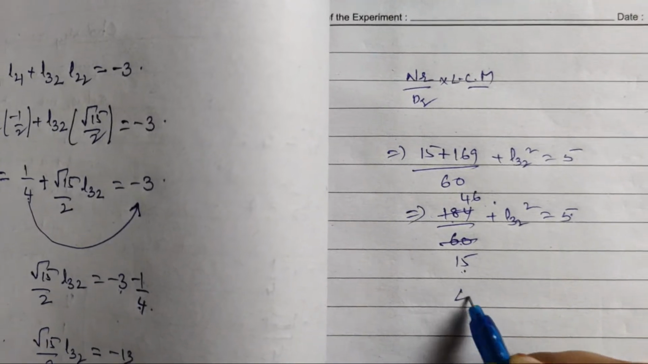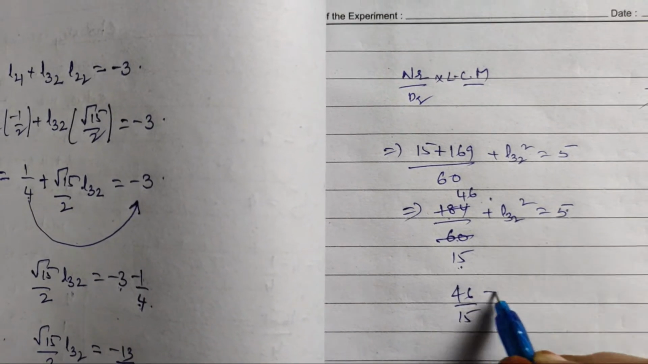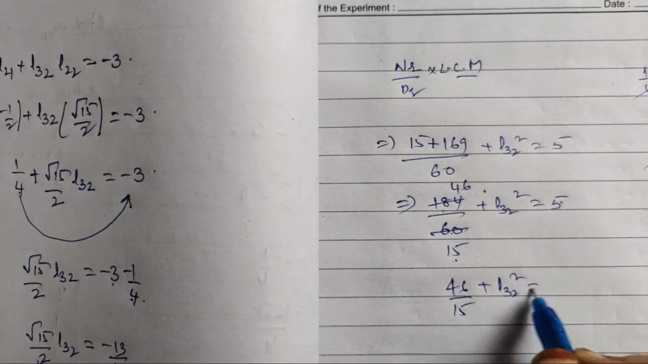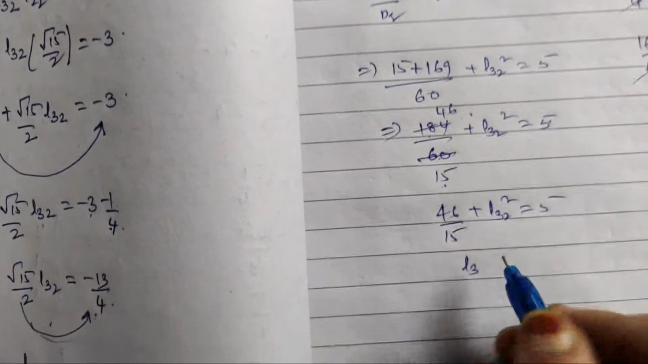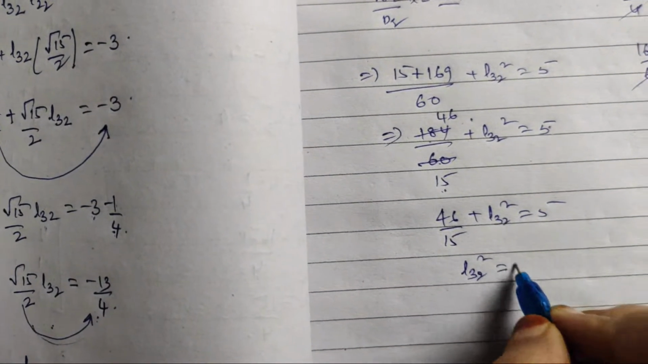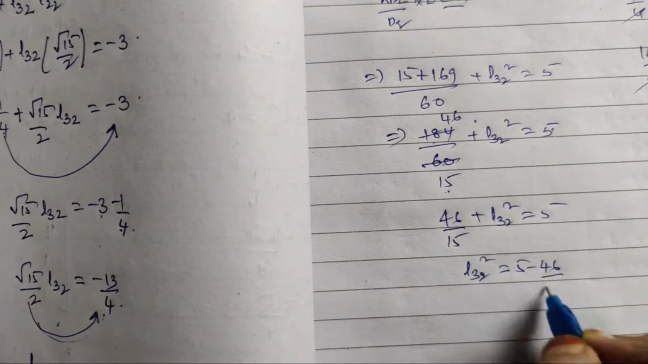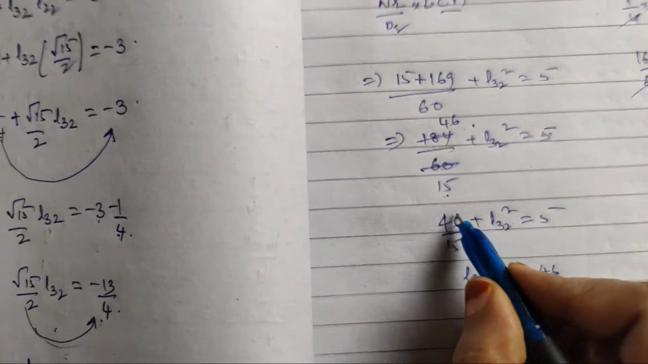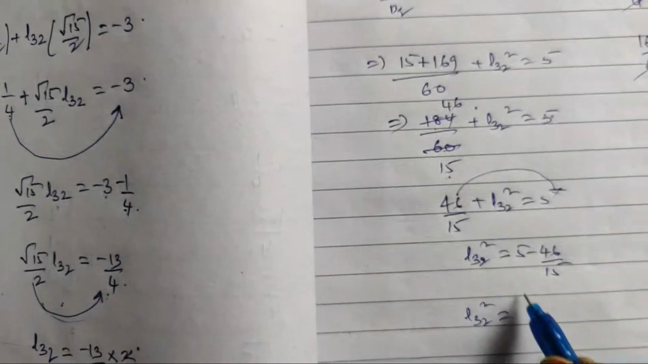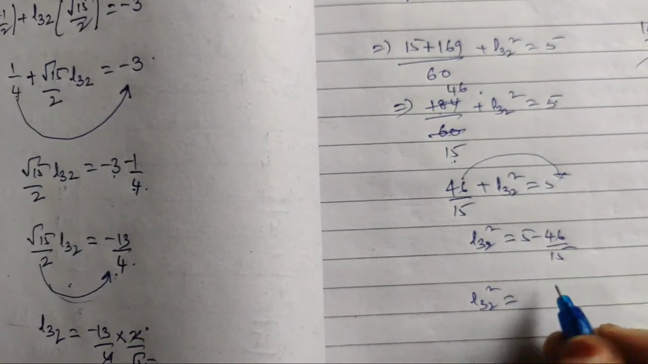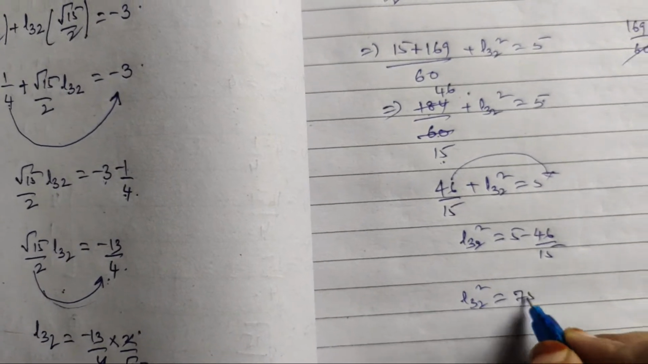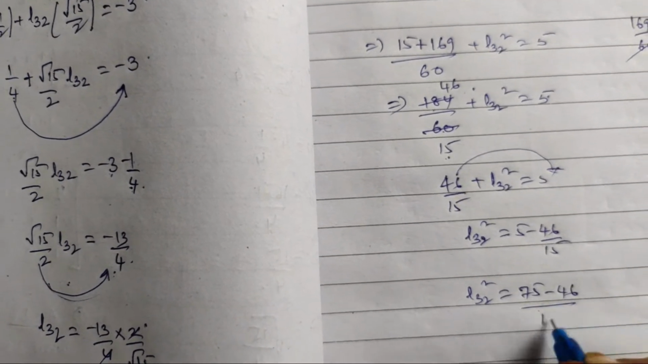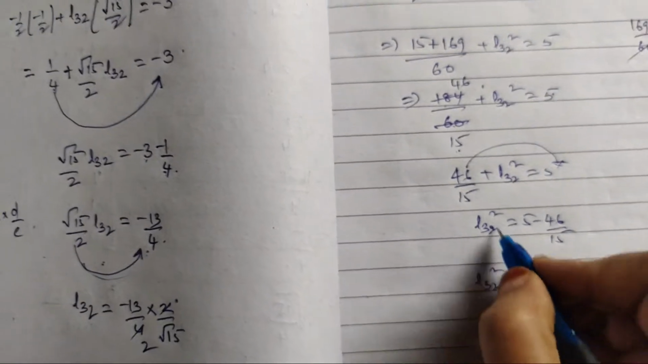Now this is 46 by 15 plus L33 square equals 5. L33 square equals 5 minus 46 by 15. We are taking this element to this side, so it will become minus. So 15 5s equals 75 minus 46 by 15. Sorry, what I am writing, it should be L33.